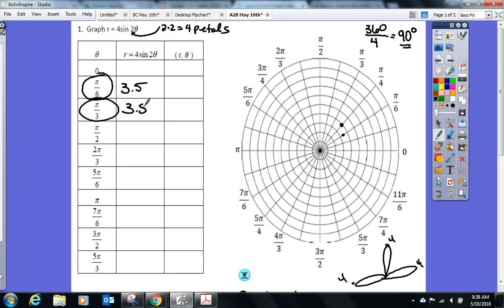Check it, because you're going to have to do this on your own. Make sure you can get 3.5. So at pi over 3, also 3.5. And are you ready to make your first petal?